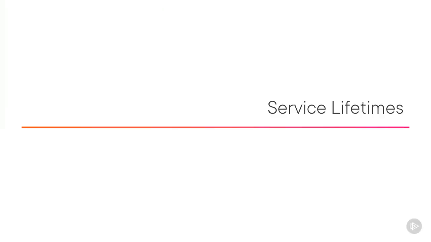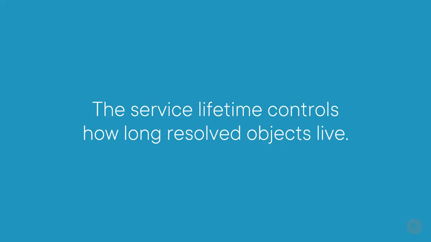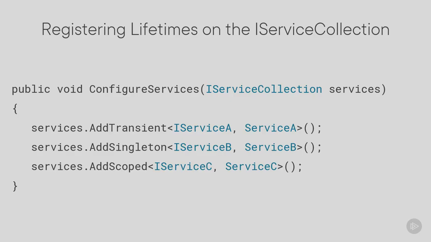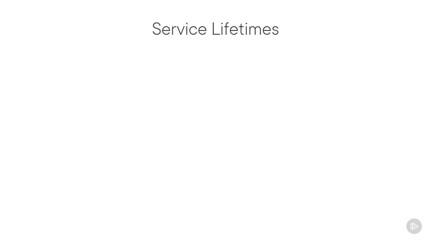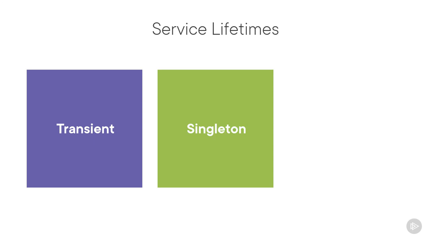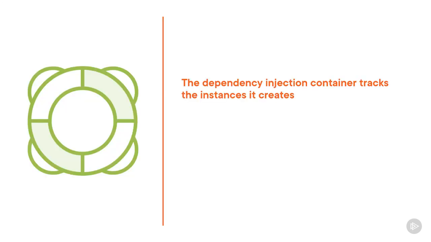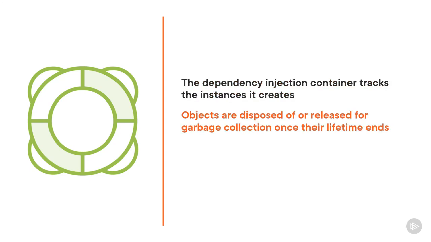When registering services with the container, a service lifetime must be chosen for the service. The service lifetime controls how long a resolved object will live for after the container has created it. The lifetime can be defined by using the appropriate extension method on the IServiceCollection when registering the service. There are three lifetimes available for use with the Microsoft Dependency Injection container: transient, singleton, and scoped. The dependency injection container keeps track of all of the instances of services it creates, and they are disposed of or released for garbage collection once their lifetime has ended.